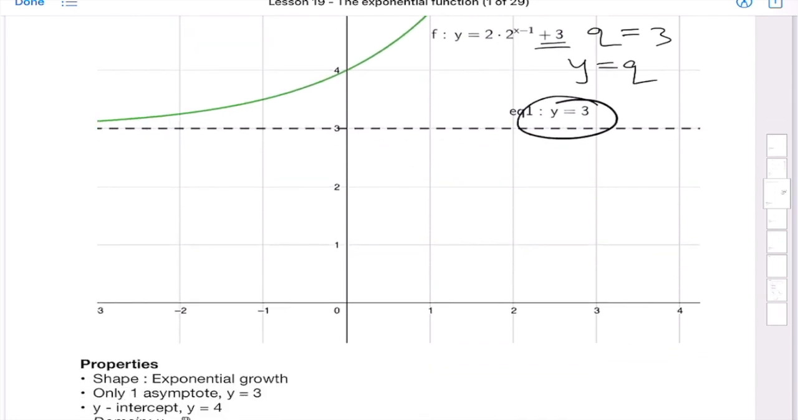You can work out the y-intercept. Just put x is equal to 0, and that should give you the y-intercept at 4. The domain will be all the real values of x, but the range will be all the values of y that are bigger than 3. Since y is equal to 3 is the asymptote, and the graph is above that line, we know that there cannot be an x-intercept in this case.